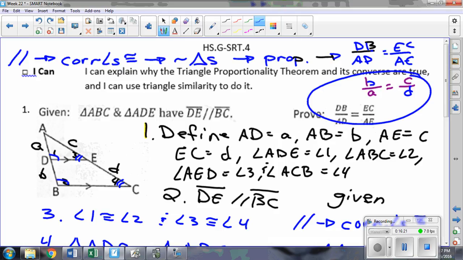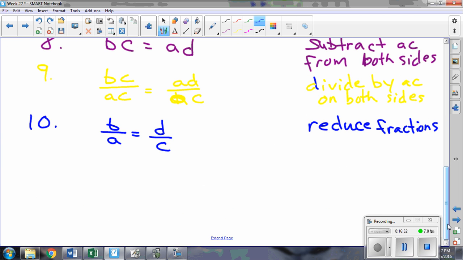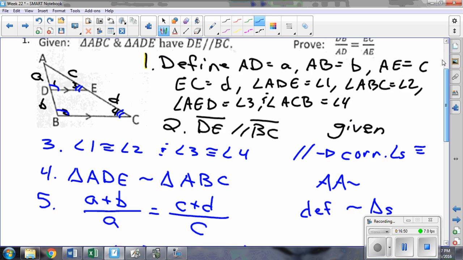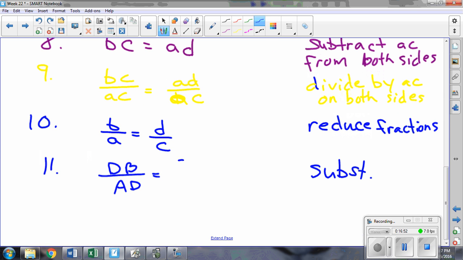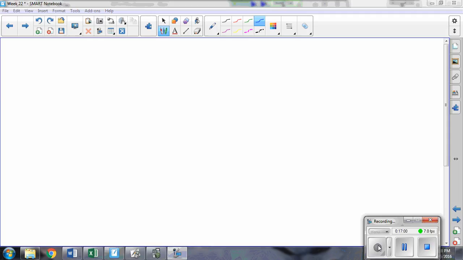Well, now we'll just change our variables right back and then we're finished. So that's D, and this thing is C to fix that. So using substitution, we wind up with, and I've forgotten what the letters were, dB over AD equals EC over AE. And we are completely finished. Now at this particular stage, we've done the proof.